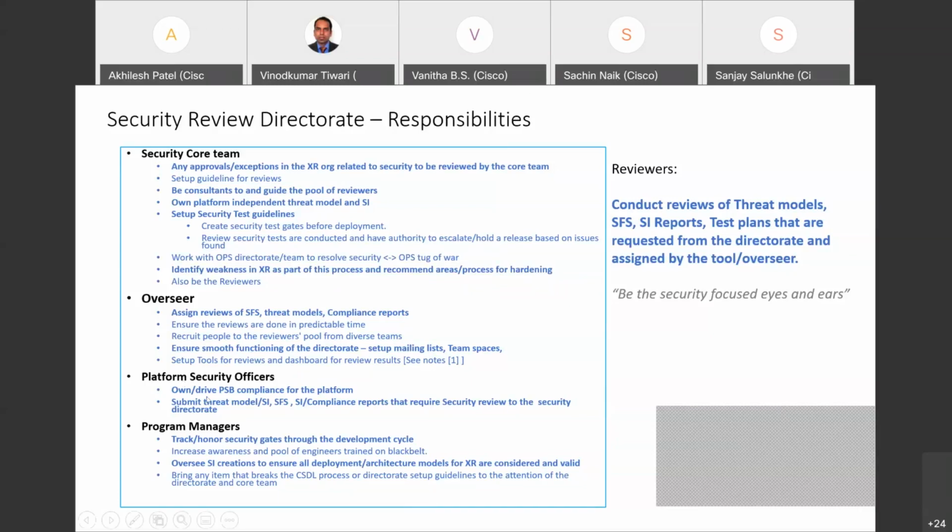Platform security officers are the executors. They own and drive PSP compliance for the platform. They submit the threat model report created in the CServe. Compliance reports have to be done by them. Our program managers help to keep the gates further in the development cycle.